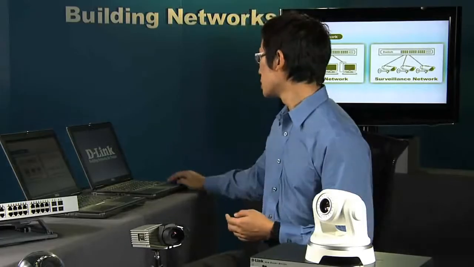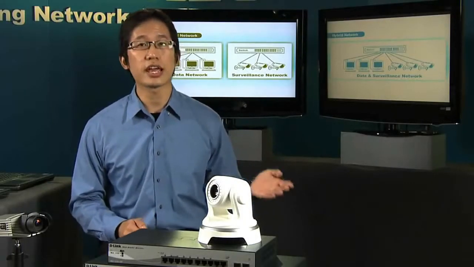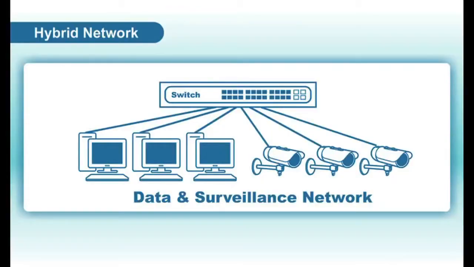In many of these environments, you already have a data network in place. Such as in an office environment, you have an office PC network already set up. So why not use this existing infrastructure and connect your surveillance equipment to this hardware? You could create a hybrid network capable of handling both your data and surveillance network traffic. This enables you to better utilize your existing hardware and cabling, substantially reducing the cost of deployment.